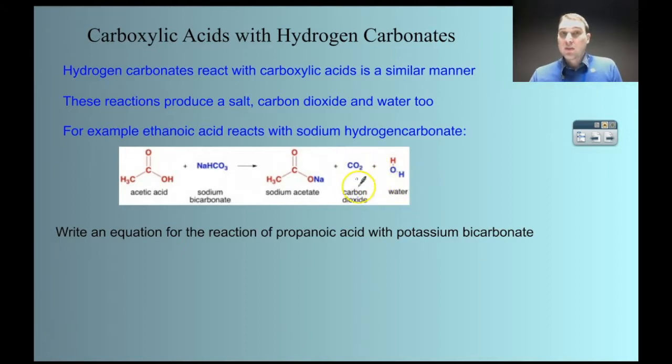Again, what you would observe, you would see an effervescence because you're producing carbon dioxide, but at the end, once the effervescence has stopped, all of these are colourless, so you end up with a colourless solution.